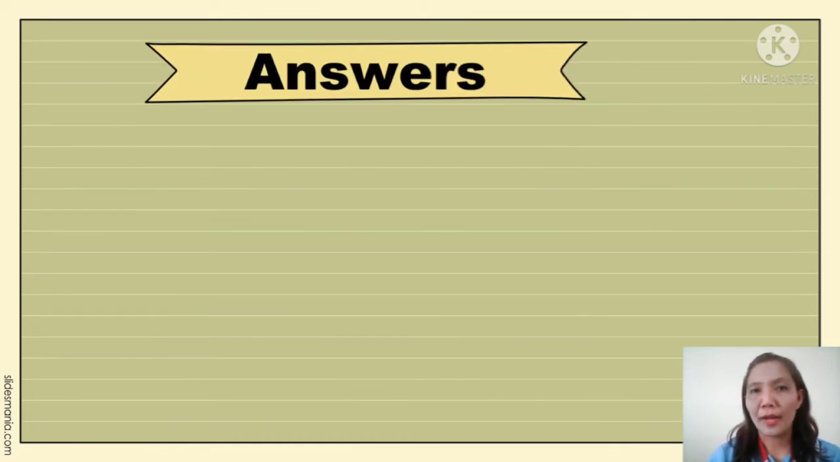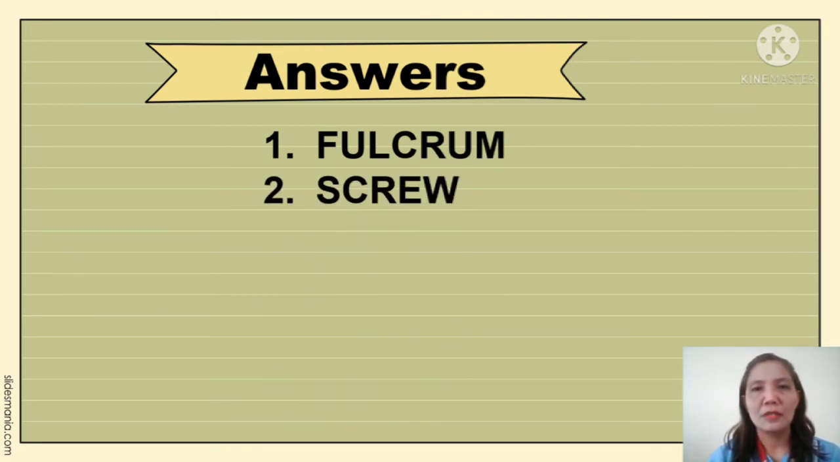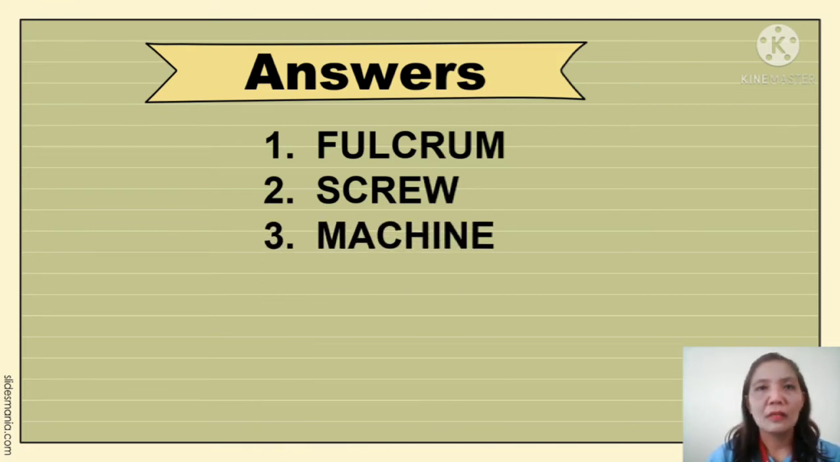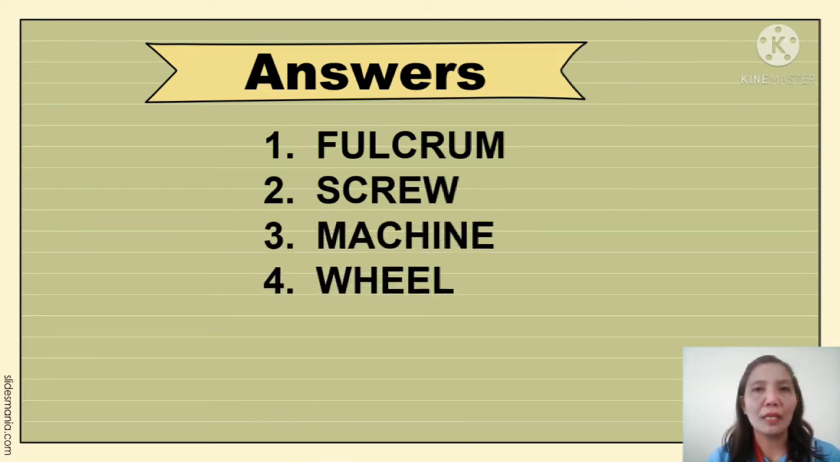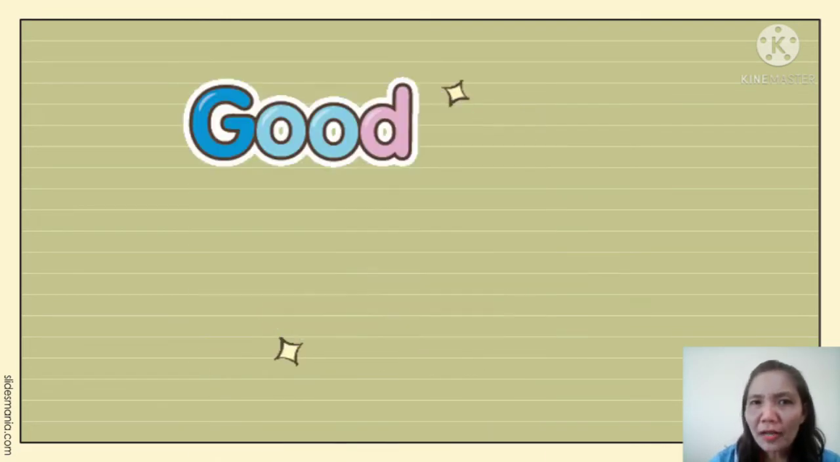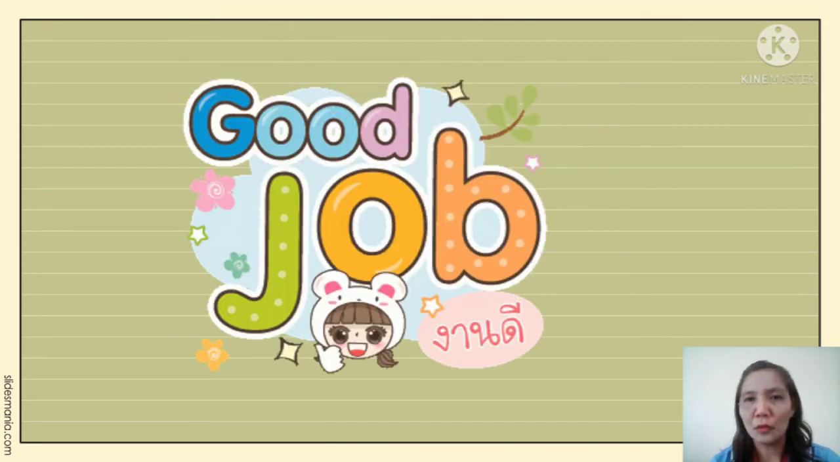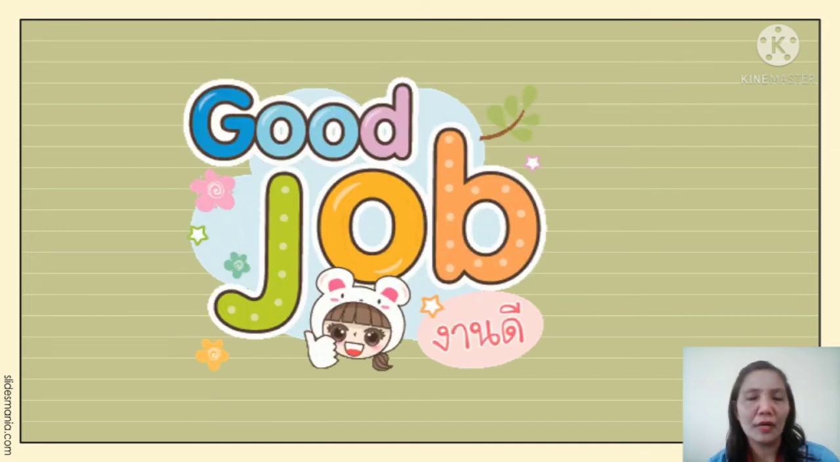The correct answers are number 1, fulcrum. Number 2, screw. Number 3, machine. Number 4, wheel. Number 5, axle. Did you have a perfect score? Good job! Again, to those who didn't get a perfect score, that's okay. There is another activity waiting for you.